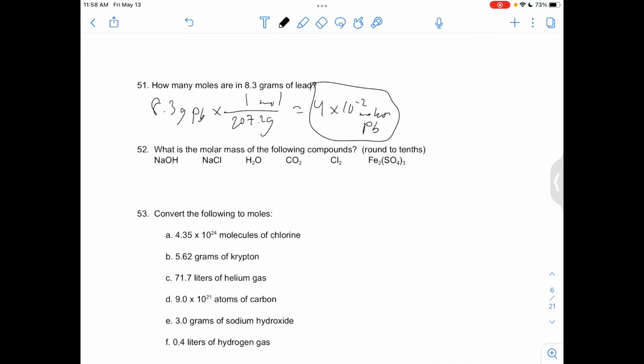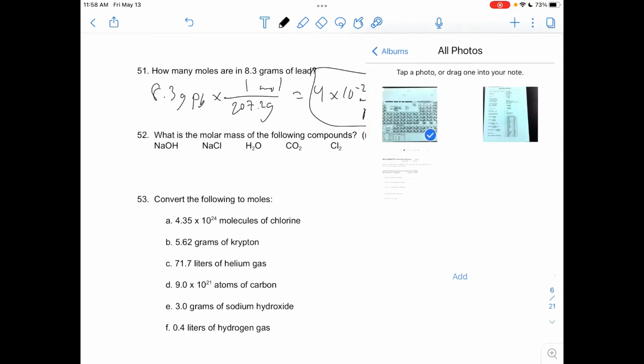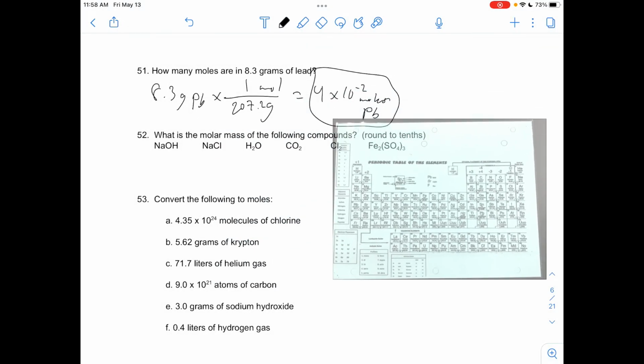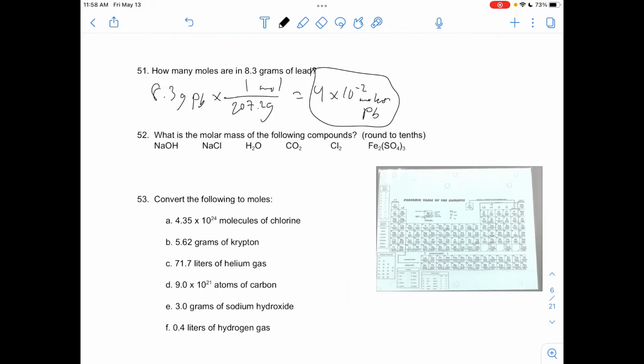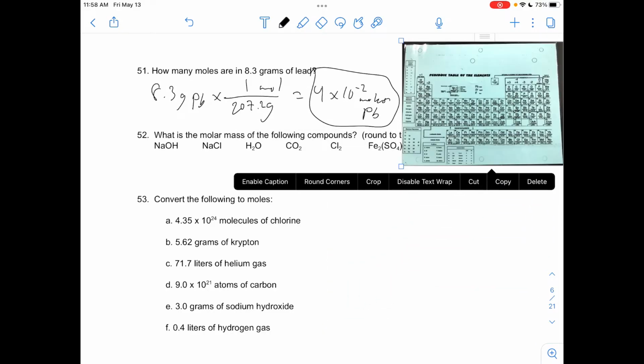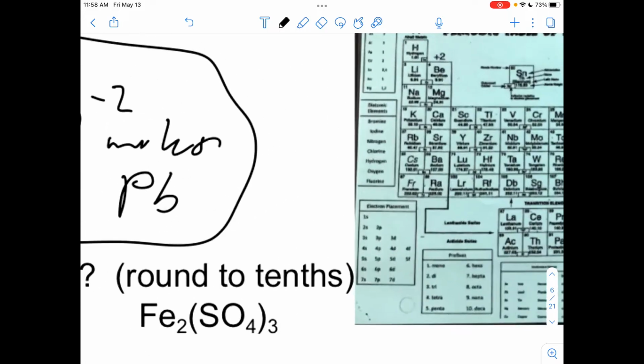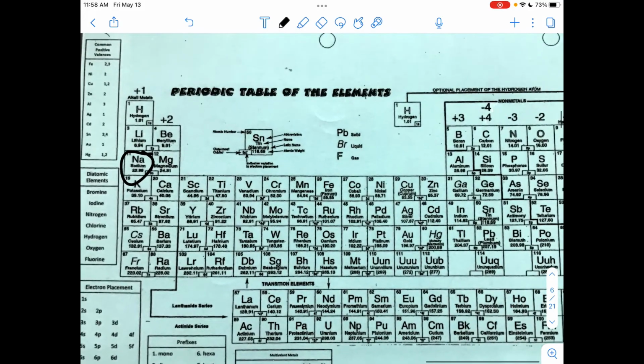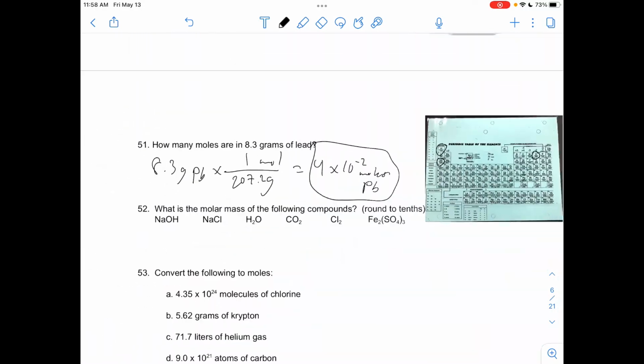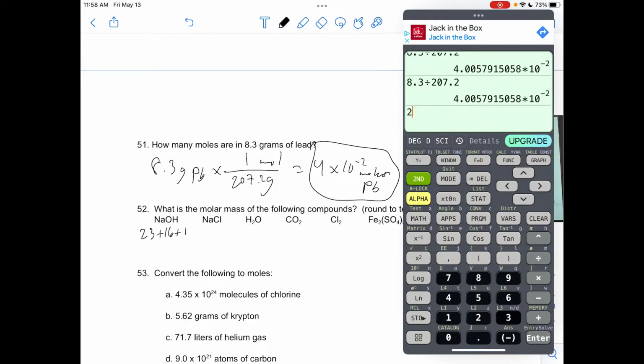Okay, molar mass of the following compounds. So let me get a new periodic table. Let's put it in this little corner up here. Okay, so NaOH, we have Na over here, O and hydrogen, so 23, 16, and 1. 23 plus 16 plus 1 would give us the molar mass. So that is 40, right? Yep, 40 grams per mole.